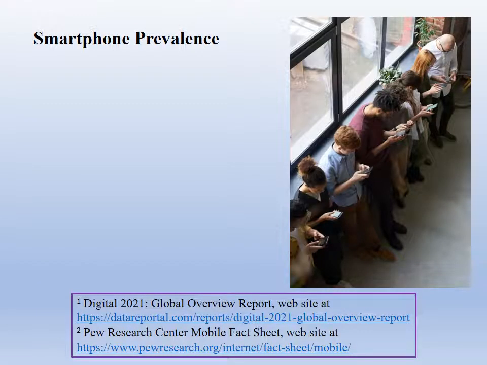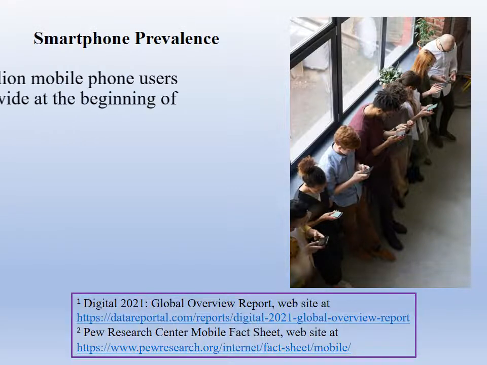Many websites provide extensive data on the ownership of mobile devices and smartphones in particular. There are many statistics that we could use to discuss the prevalence of mobile devices and smartphones, but all of them would tell us what we already know, that they are both extremely abundant.